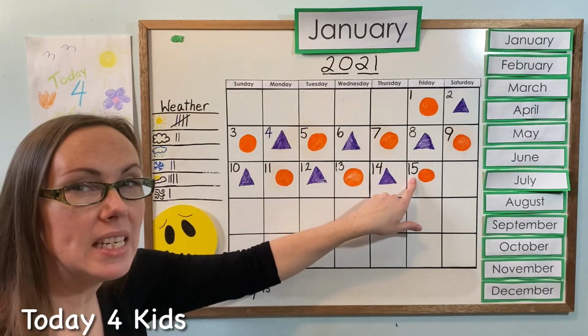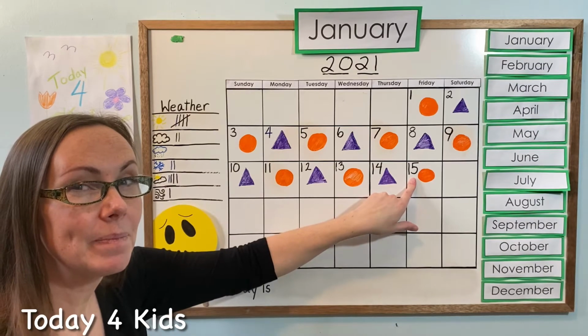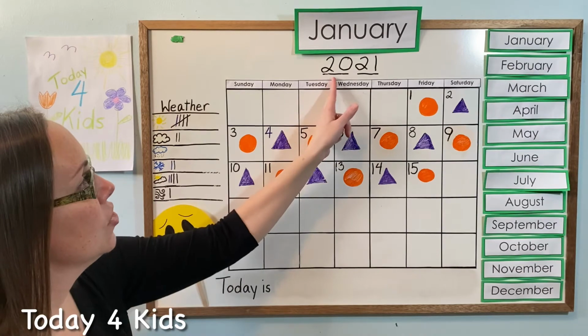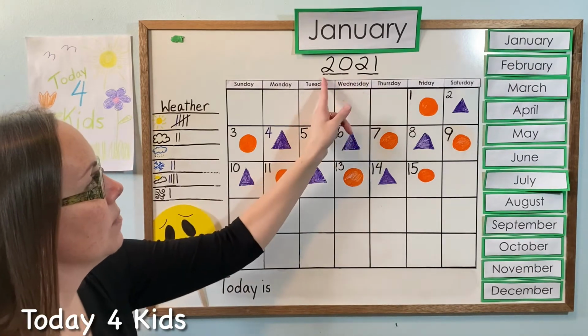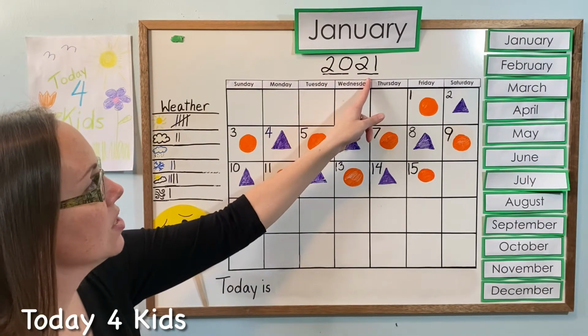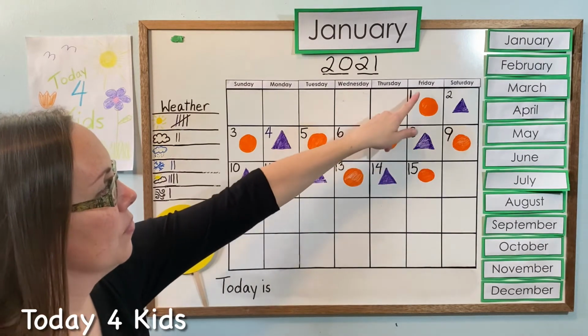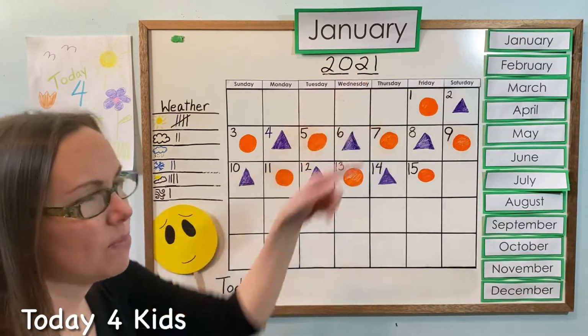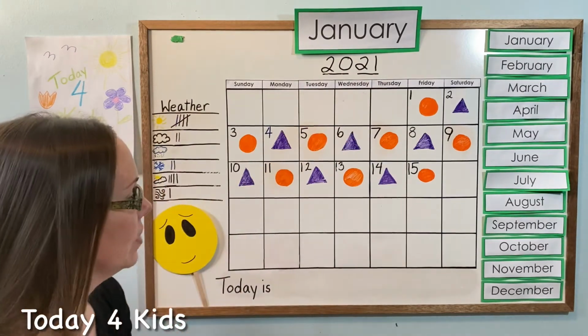And do you remember what the year is? We keep it all year long until next year. 2021, 2020. So when we say today, we say Friday, January 15th, 2020 or 2021, whichever you like.